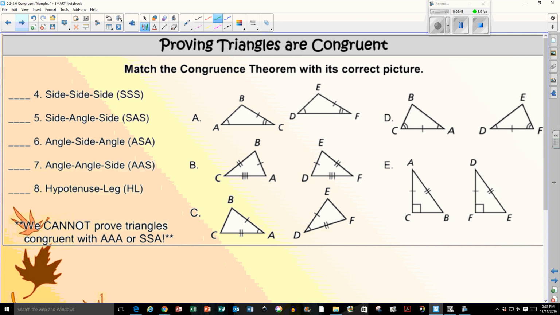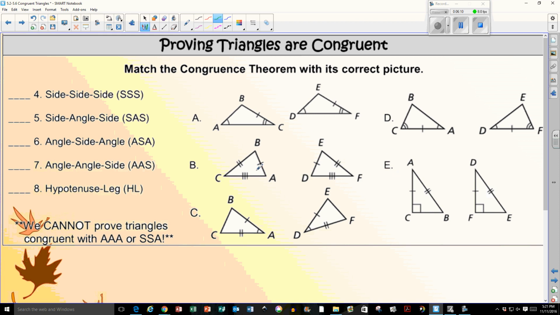All right. Now, these are our congruence theorems. So there are 5. A right triangle uses all 5 of them, but all your other triangles will only use these 4. So the right triangle has more options. So side, side, side. That means all 3 sides are equal to all 3 sides.